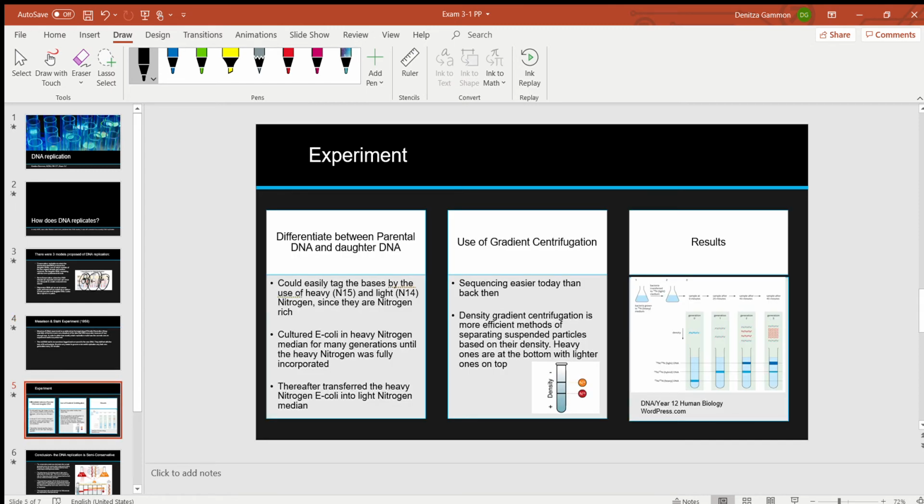Basically, they had to culture E. coli in heavy nitrogen medium for many generations until the heavy nitrogen was fully incorporated, and thereafter they transferred the heavy E. coli into the lighter nitrogen and observed each generation. They did that with the use of gradient centrifugation. Basically, in the density gradient, the heavy ones will be at the bottom and the lighter ones will be on top.